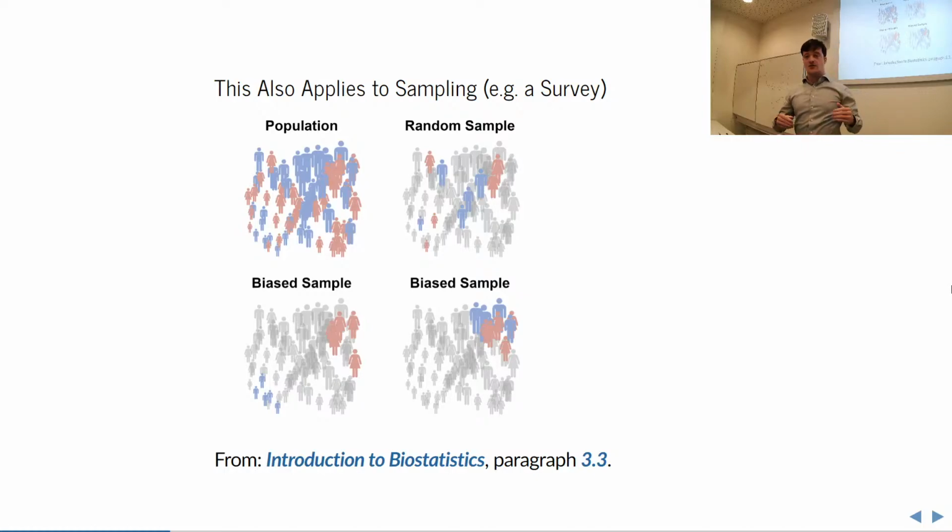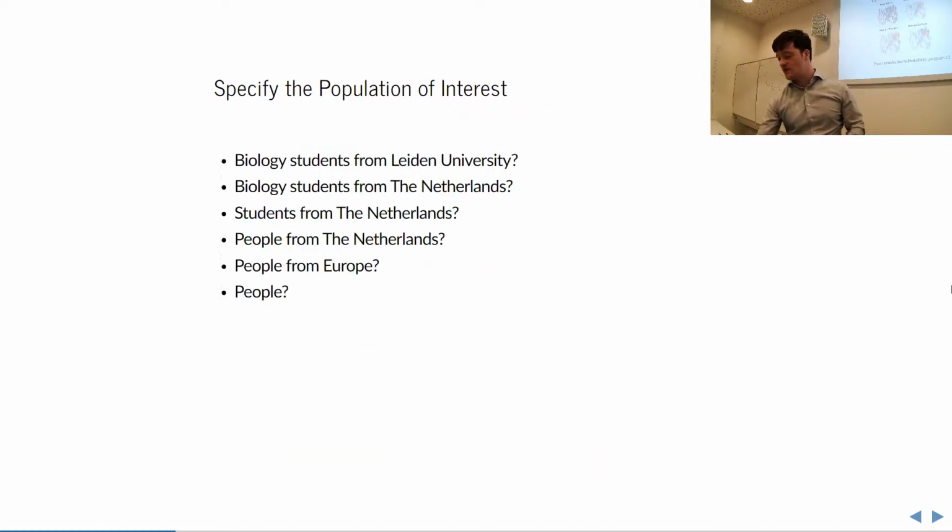If I hand out a survey over here, then I will have a pretty good idea of what first or maybe second year master students at the IBL think of whatever my survey is about. But I cannot generalize those conclusions to all biologists in the Netherlands, let alone all people in the Netherlands. So it's really important that you define what the population of interest is. Is it biology students from Leiden University? Is it master biology students from Leiden University? Or do I want to talk about all students in the Netherlands? Or all students in the world, or all people in the world?